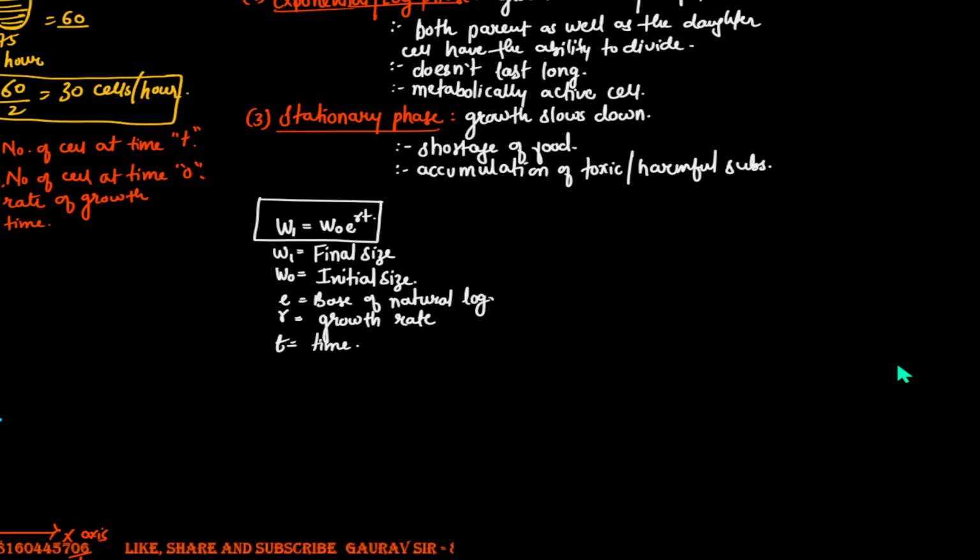In the next video, we will be talking about the two types of growth observed in case of the plant, that is the absolute growth rate and the relative growth rate.